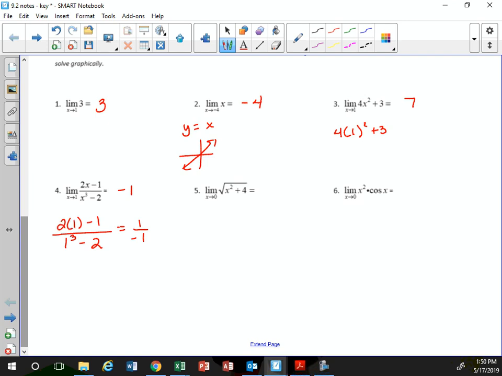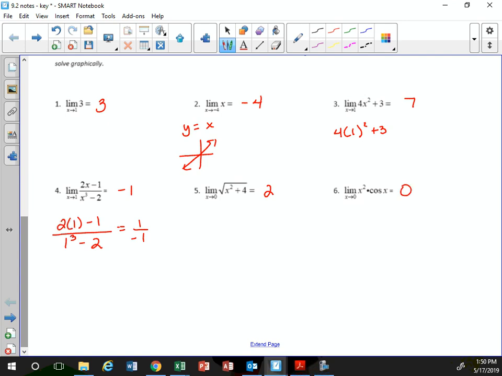All right, number 5. Plug the 0 in. What do you get? 2. Okay. All right, don't get scared of 6. Plug 0 in. So even if you forget what the cosine of 0 is, it's 0 squared times cosine of 0.